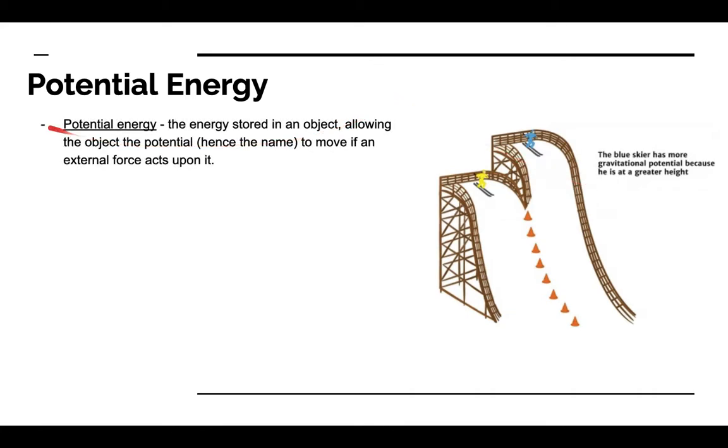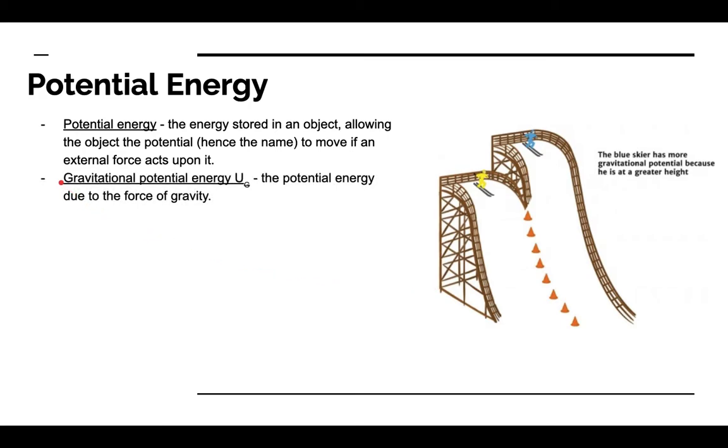Potential energy is defined as the energy stored in an object, allowing the object potential, hence the name, to move if an external force acts upon it. As an example, if we have skiers that are placed up a certain height above the ground, they have potential energy due to gravity. Hence, they have the potential to move if you remove their platform. The idea being is if you remove their platform, an external force, the force due to gravity, acts upon them to bring them down to the earth.